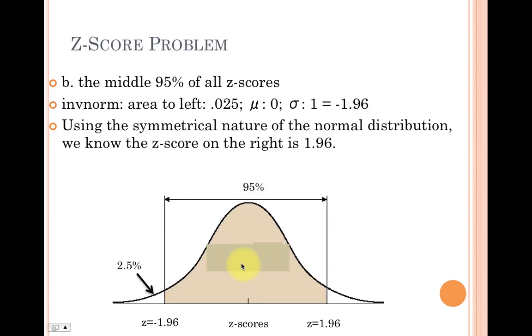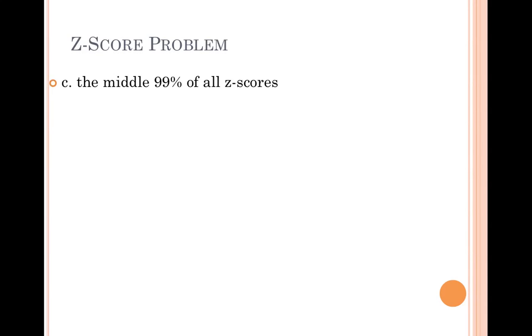Now that should make sense because the middle 95% of area is a bigger piece than the middle 90% of area, and so our z-scores are going to spread out further away from center, further down on the left and further up on the right. So hence we see the greater negative number and the greater positive number as compared to negative 1.64 and positive 1.64. So we're going to do it one more time with a middle 99% of z-scores.